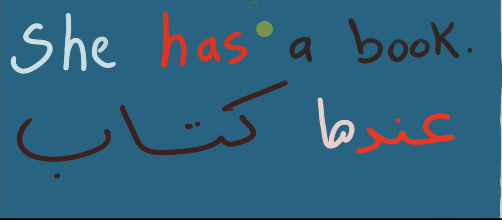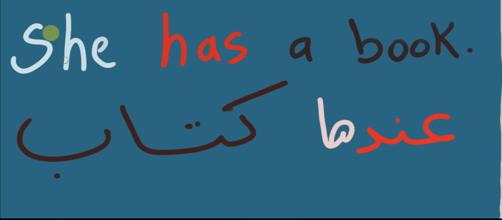عندها كتاب. She has a book. عندها كتاب. لاحظ حاولت أن أستعمل نفس الألوان مع الضمائر.